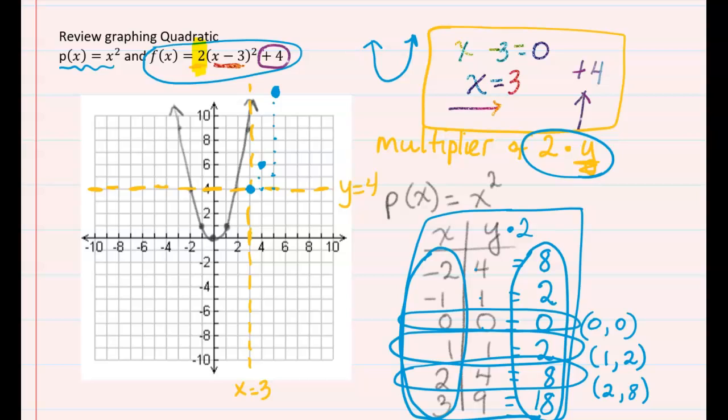And I can do the same thing using symmetry, going over to the left 1. Normally we go up 1. The multiplier says go up 2. Go over 2, normally go up 4, 1, 2, 3, 4, but the multiplier says times 2, so 1, 2, 3, 4 again, and we'll see that this is what my transformed parabola looks like.